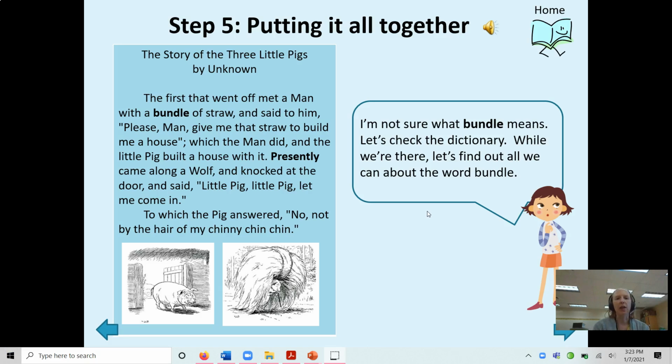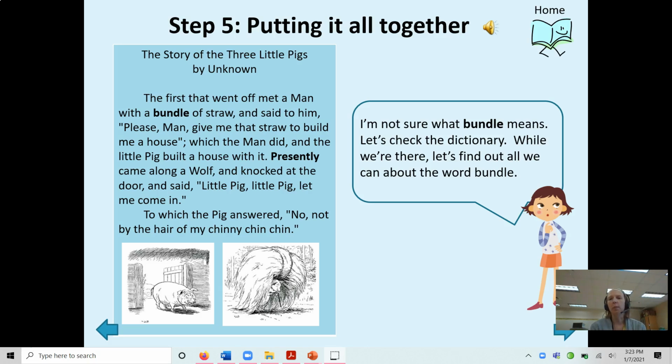Putting it all together, the story of the Three Little Pigs by unknown. We don't know who wrote the original story of the Three Little Pigs. The first that went off met a man with a bundle of straw and said to him, "Please, man, give me that straw to build me a house." Which the man did, and the little pig built a house with it. Presently came along a wolf and knocked at the door and said, "Little pig, let me come in." To which the pig answered, "No, not by the hair of my chinny chin chin."